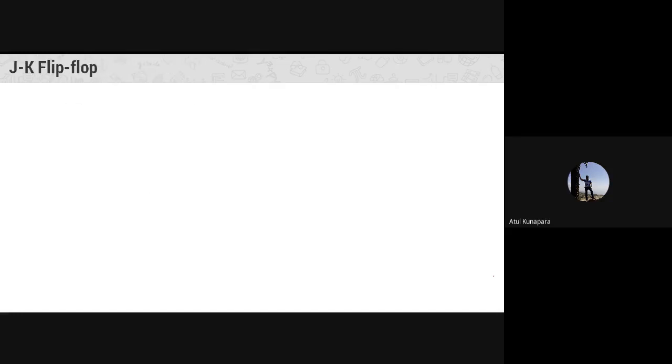Now next is the JK flip-flop. So what is a JK flip-flop? In the JK flip-flop, this is the symbol. Here the input signal names are changed from RS to JK, right? It is not now reset and set input, it is J and K input. The enable signal is still there. Outputs are also the same as before, Q and Q dash.